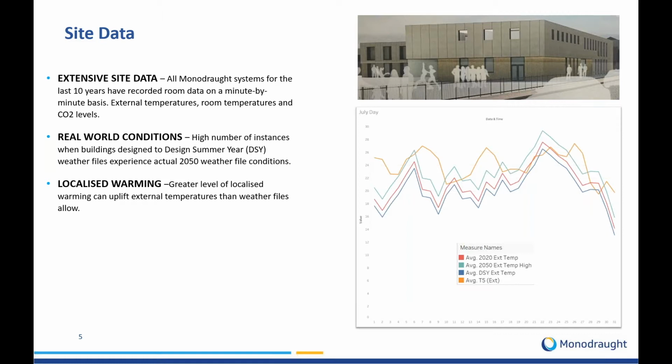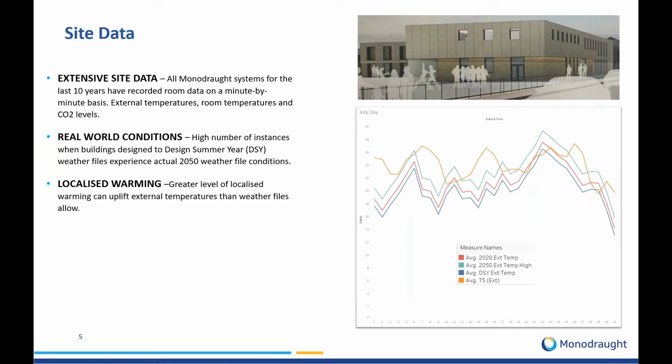And this building was designed in around 2014, and so it used the DSY weather file, the design summer year. But what you can see there is I've overlaid the average weather file. So the dark blue is the DSY, the 2020 is in the red, and the 2050 is in that light green colour. And the orange line is the actual temperatures being recorded by our systems. So there's a couple of things that are worth noting.